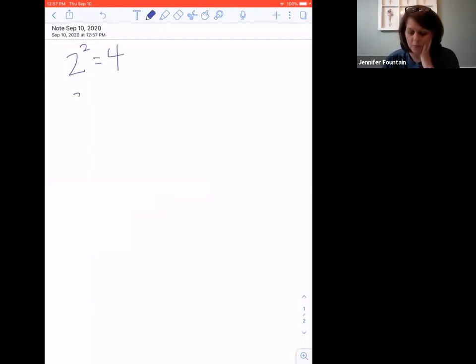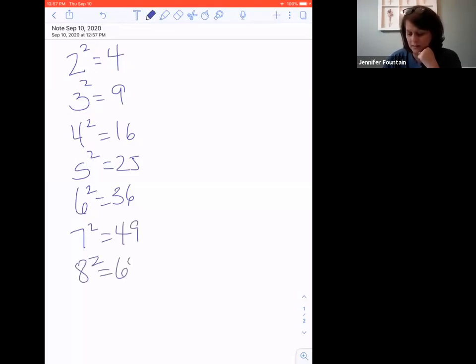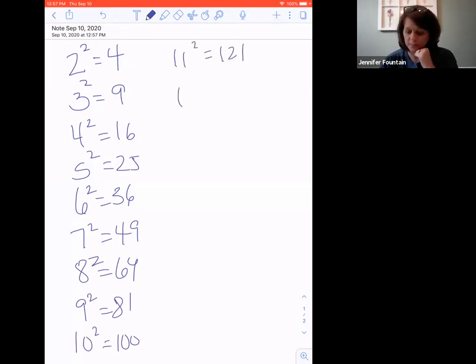to equal 4. 3 squared is 9. 4 squared is 16. 5 squared is 25. These are all going to be perfect squares that are going to be helpful if you go ahead and just memorize them. 6 squared is 36. 7 squared is 49. 8 squared, 64. 9 squared, 81. 10 squared is 100. 11 squared is 121. 12 squared is 144.